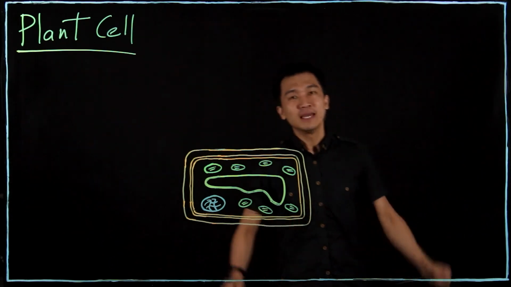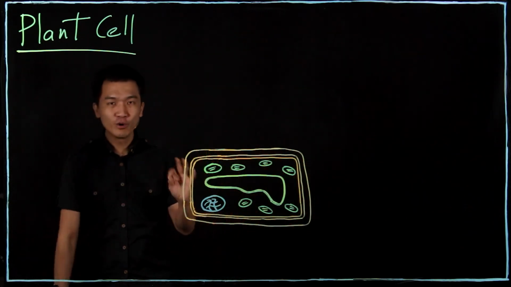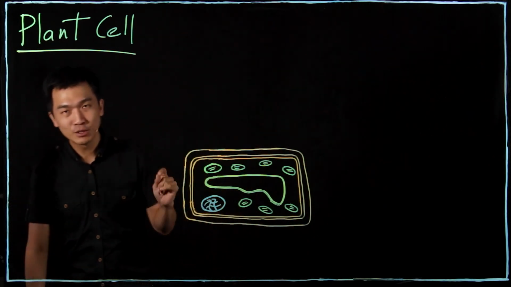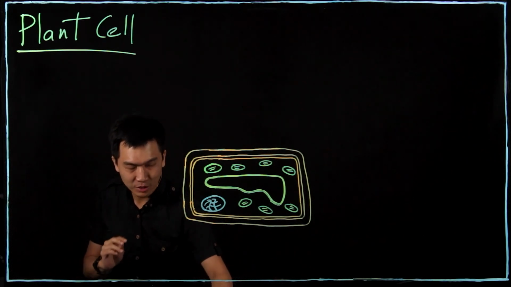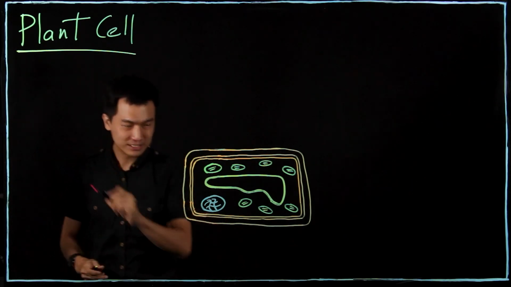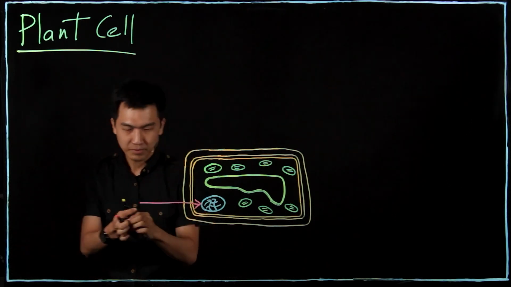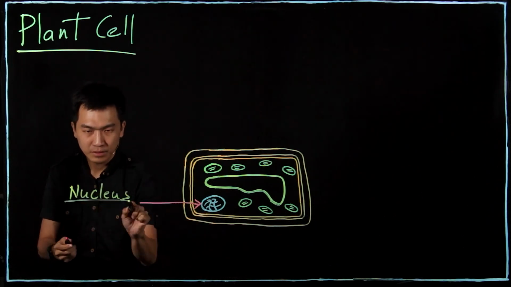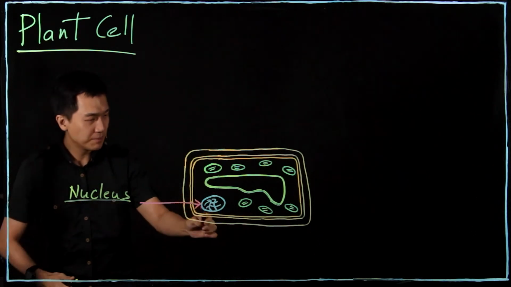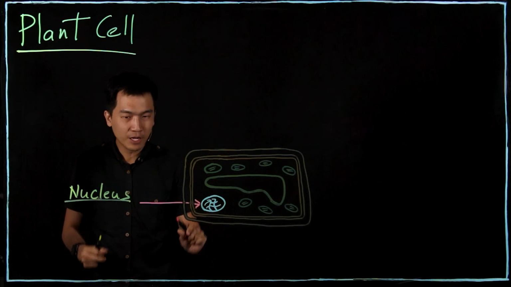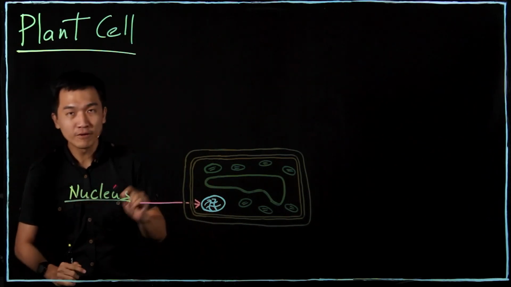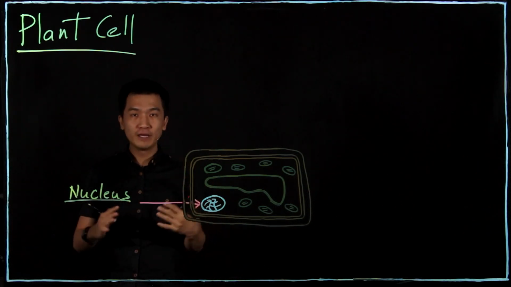Now, shall we begin? In every diagram that we draw, we always want to look at the most important one first. Now, in terms of function, the most important part is called the nucleus. Alright, now the nucleus is represented by this little blue ball with squiggly lines that represents nuclear matter. Now, what does the nucleus do? Well, the nucleus is like the brain of the plant cell.